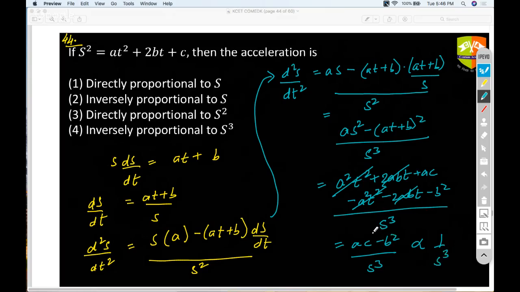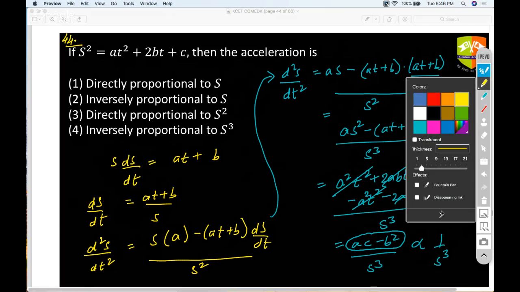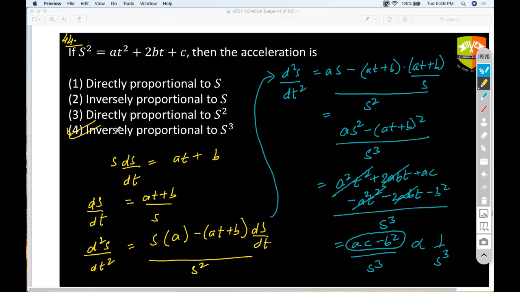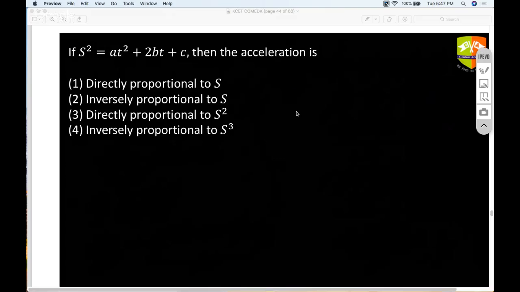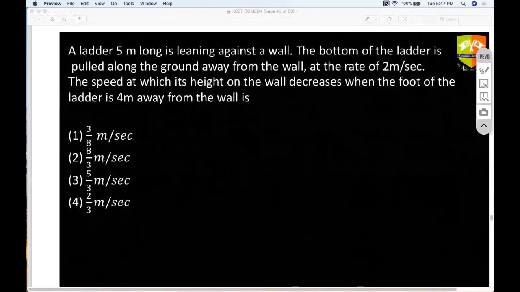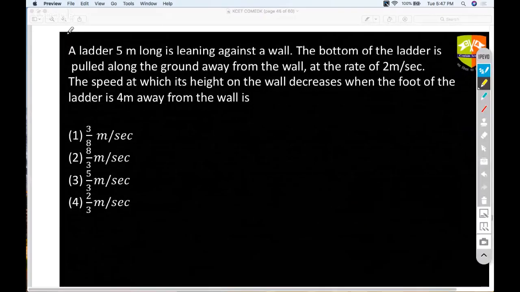So this is a constant independent of time. So it is going to be proportional to 1 by s cube. So option number 4 is going to be the right option. Absolutely. So the first one to answer this question correctly is Saimir. Let's continue with this momentum and try to solve the next one, which is question number 45.